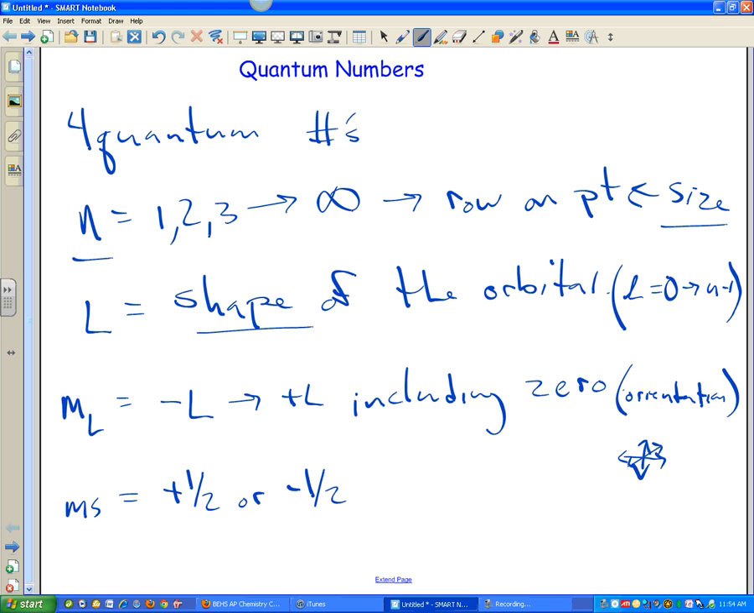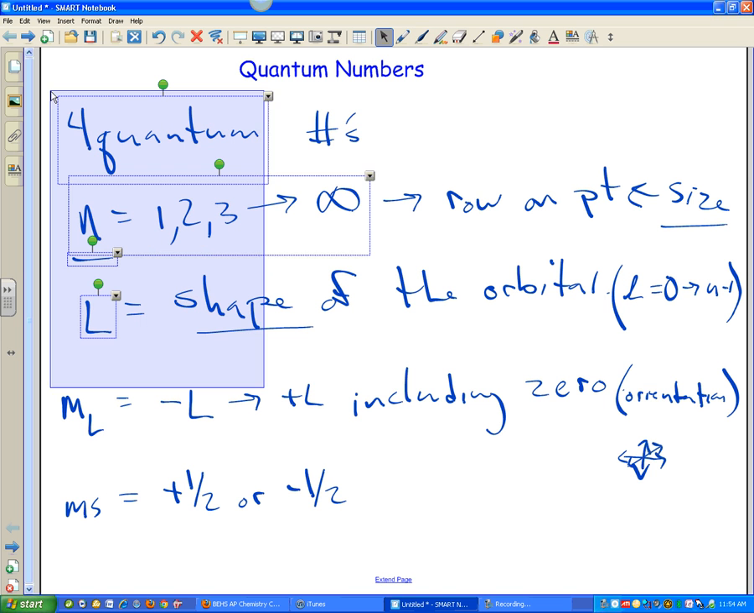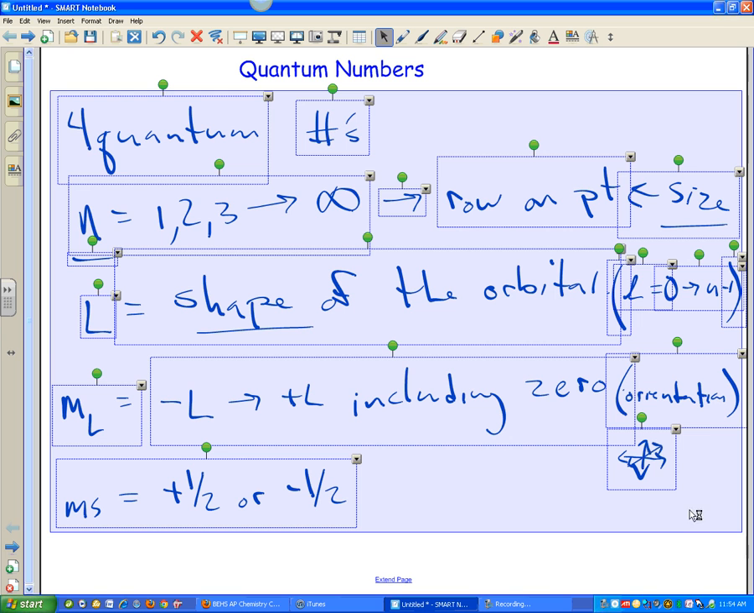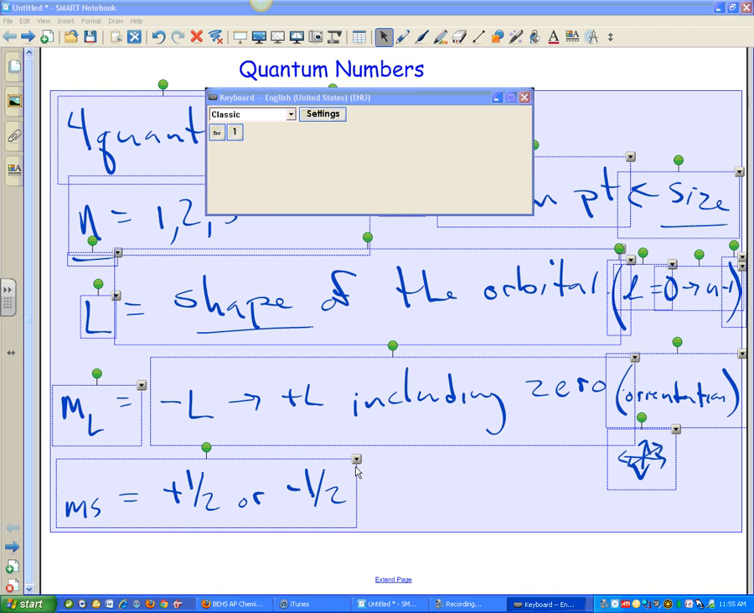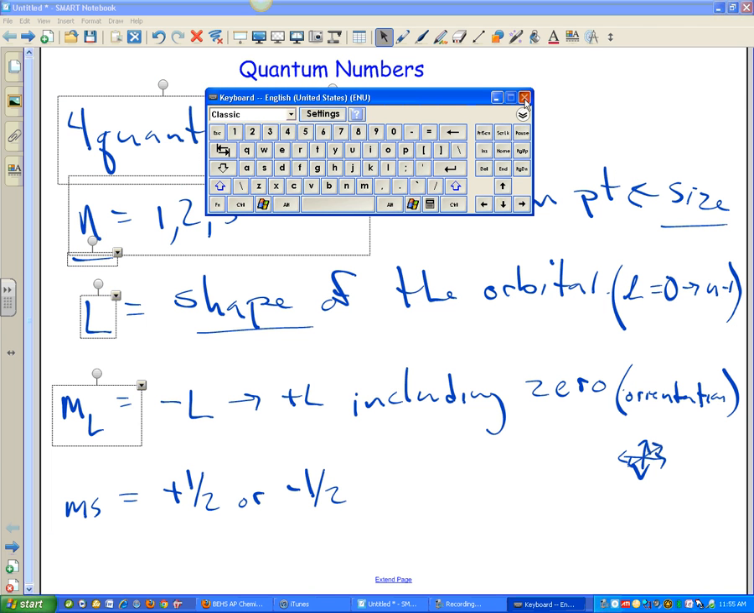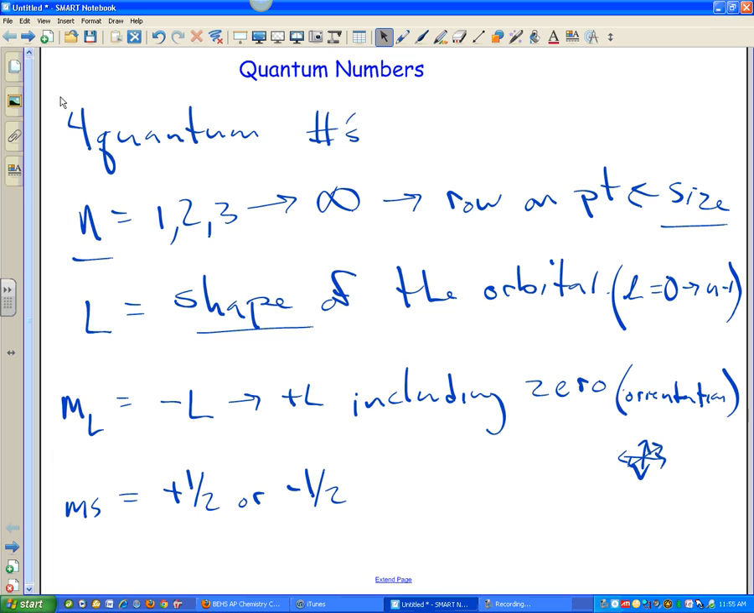Okay, now that's a super short review, but let's try and answer some questions now in the book and try to remember all these four rules for what n can equal, what L can equal, what ML can equal, and what MS can equal. Let me go ahead and group all these parts together and shrink this down a tiny bit. That didn't work.